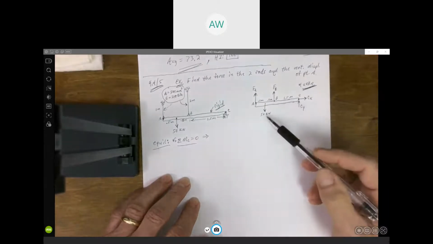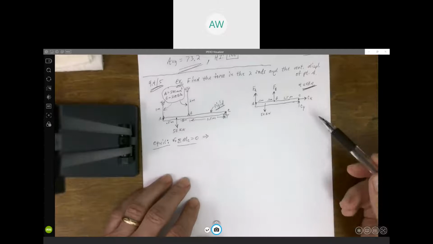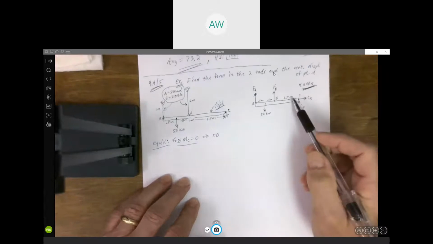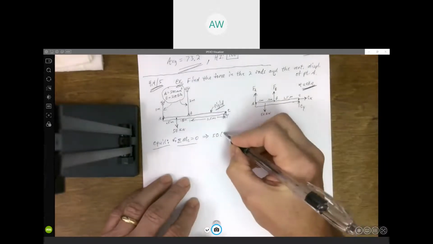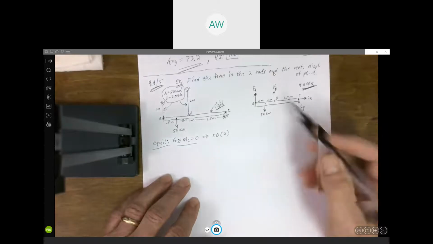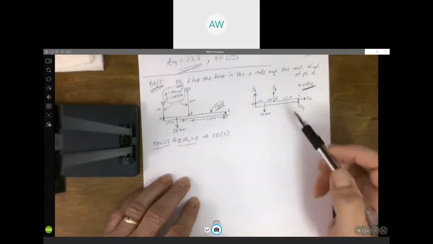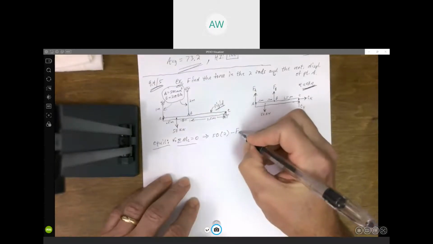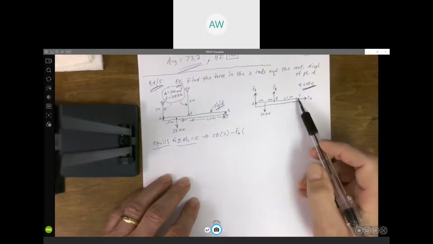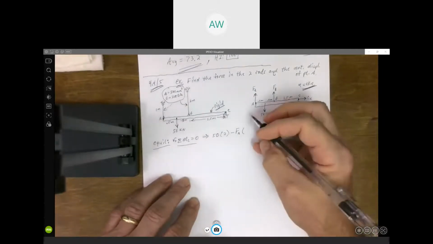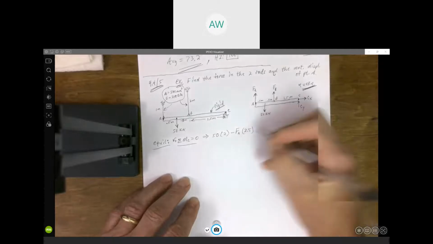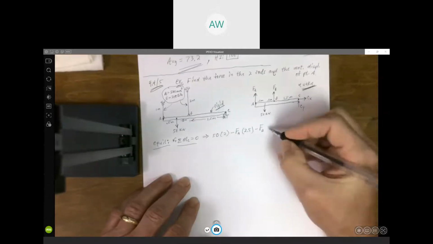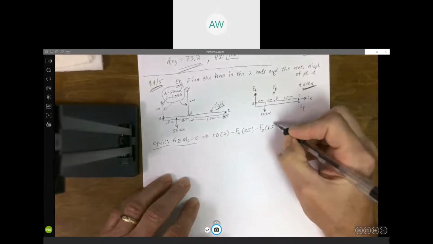So the 50 kilonewtons pulling down is causing a counterclockwise moment, a positive moment. 50 times 1.5 plus 0.5 is 2 meters. The 2 unknown forces, FA and FB, are causing a clockwise moment. So there would be negative moments. So minus FA times the distance to C is 2.5, I believe. And FB causing a negative moment times 1.5.